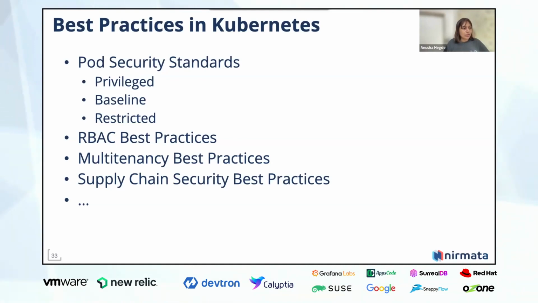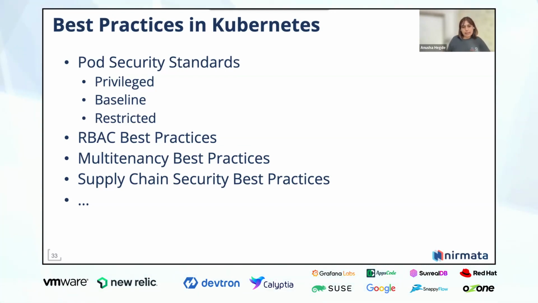And then there are supply chain security best practices. Here you have signing container images. You can sign YAML manifests and sign your SBOMs and so on. So each aspect of your Kubernetes environment has a certain set of best practices. This is just 4 different types that I've listed here. But of course, there are a lot more.